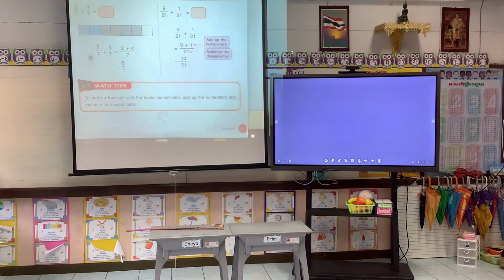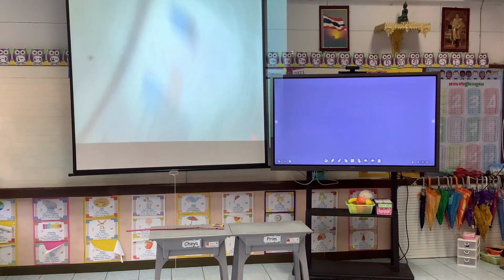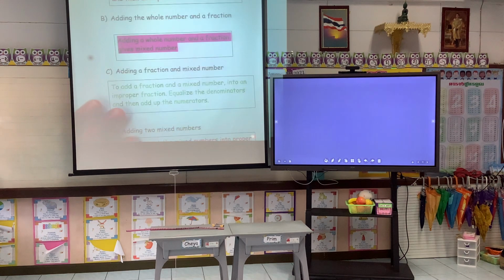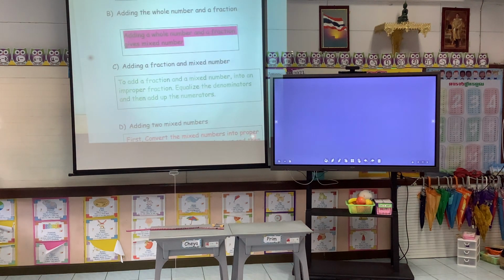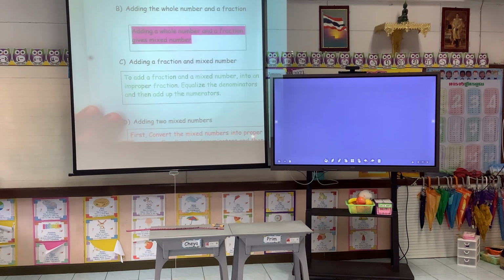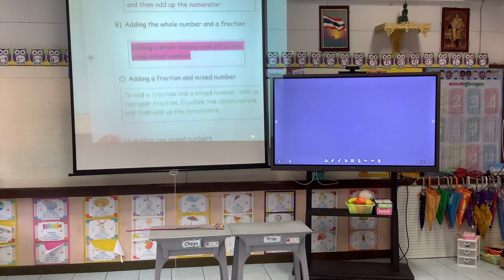Okay, next, let's move on. I have some examples on how to add fractions. Number one, letter A. Please get a piece of paper and practice solving. You see that?